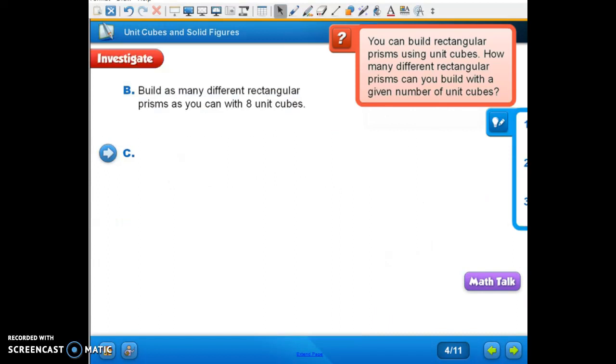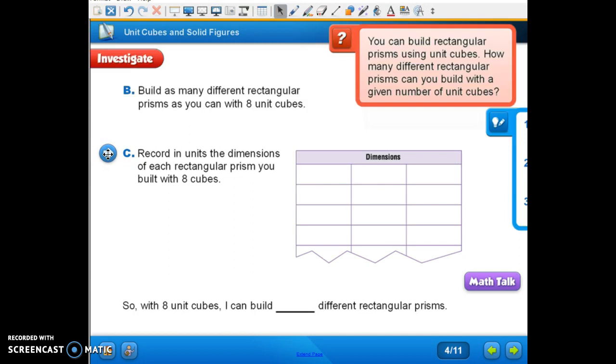Okay, it says you can build rectangular prisms using unit cubes. How many different rectangular prisms can you build with a given number of unit cubes? So it says build as many different rectangular prisms as you can with 8 unit cubes. Okay, so get after that. It says record in units the dimensions of each rectangular prism that you made. So as I look at the table and your workspace, it says students should record 3 different.